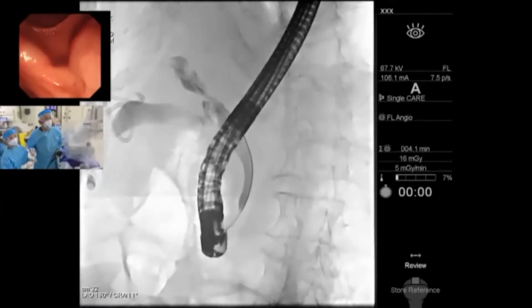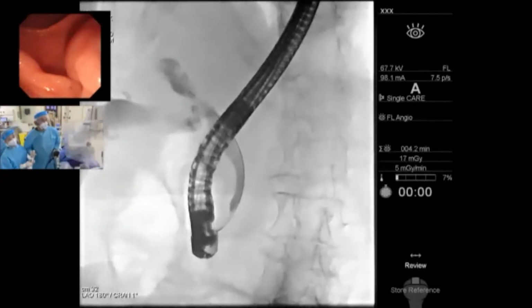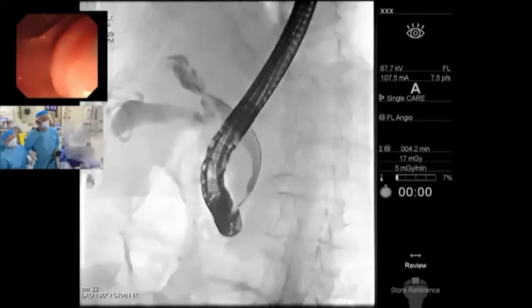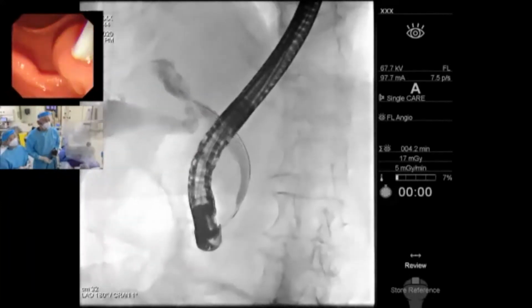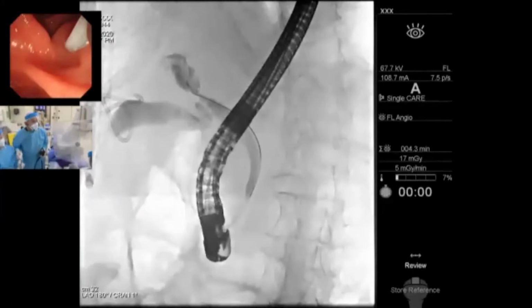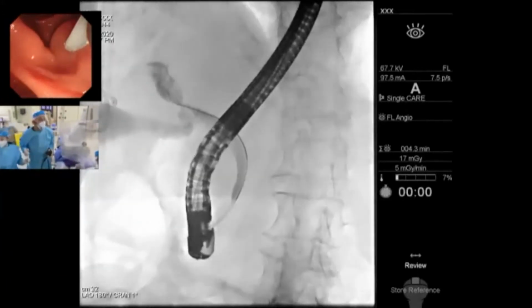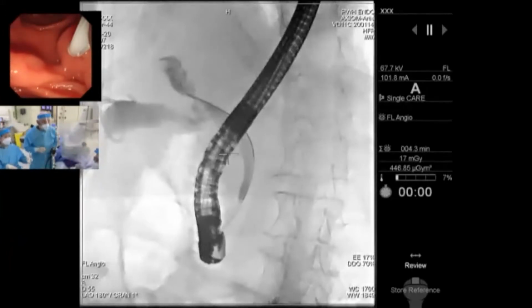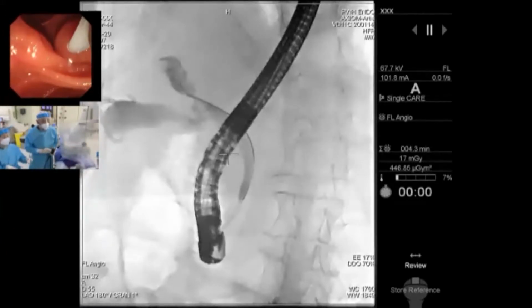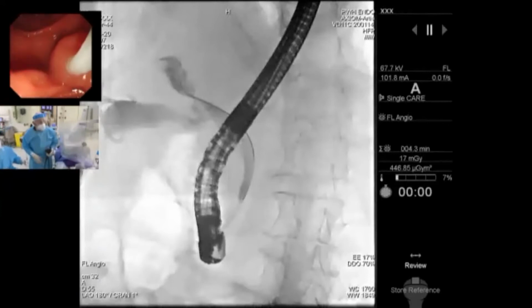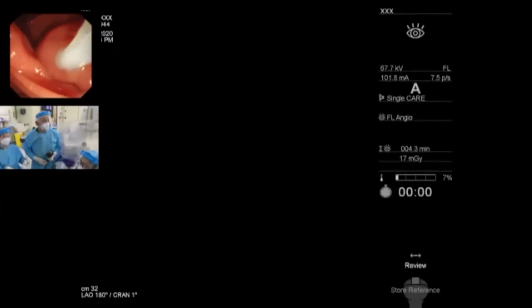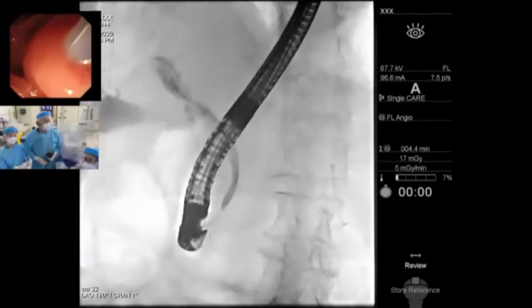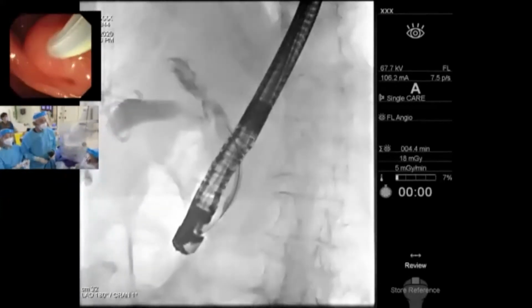So it seems like the right duct is quite dilated. There seems to be some stones inside, maybe. What do you guys think? Looks like there is some structure here. Do you think there is a structure? Because there is a proximal dilatation. It might be a highlight structure, but it seems to be quite smooth. Okay, okay. Can we pull back the wire? Let's try to cannulate the left duct.